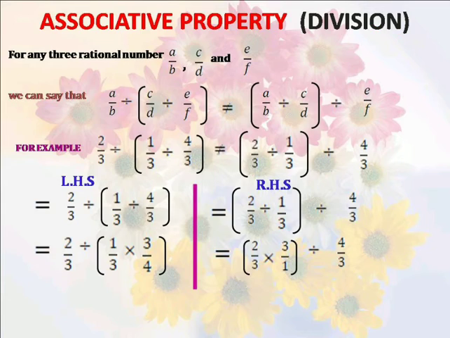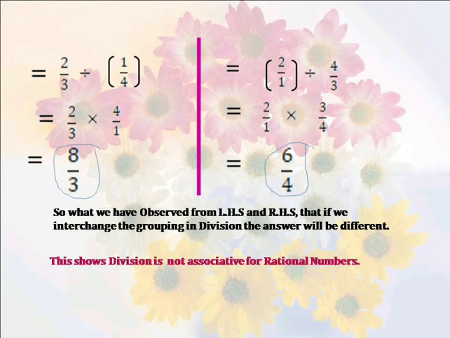Now number 4, associative property for division. Associative property for division says that when we are interchanging the grouping in division, the answers are different. Let's see this example closely. What we have observed is that the answers are different. So we can say that division is not associative for rational numbers.